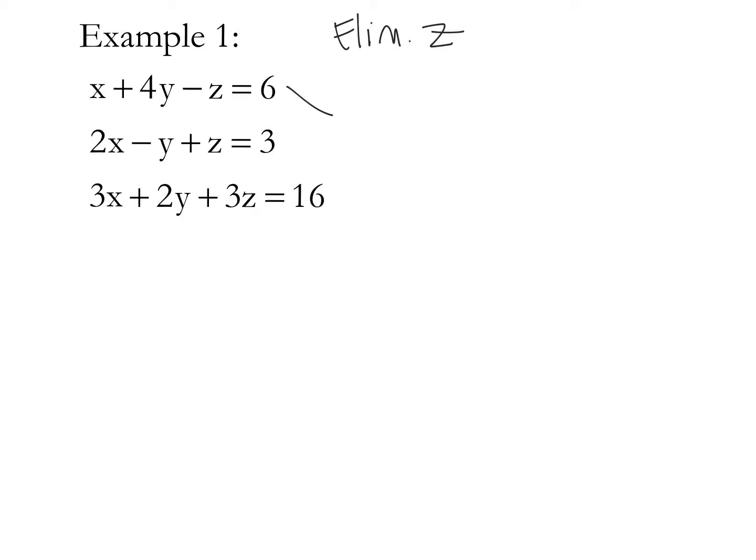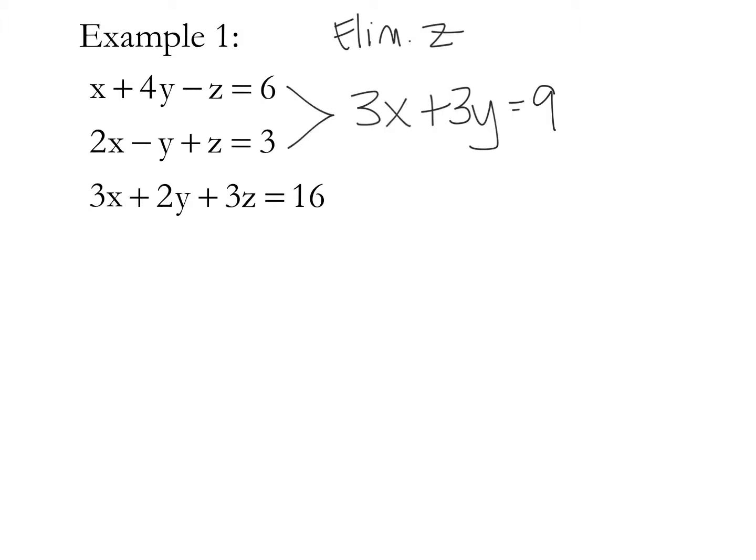And I'm going to use these 2 equations first. So I'm just going to add the 2 equations together. So when I do x plus 2x, I get 3x. And when I do 4y minus y, I get 3y, positive 3y. And when I add these together, my z's cancel, so I'm not even going to write the z, but when I do 6 plus 3, that gives me 9. So here is one equation that has an x and a y in it.